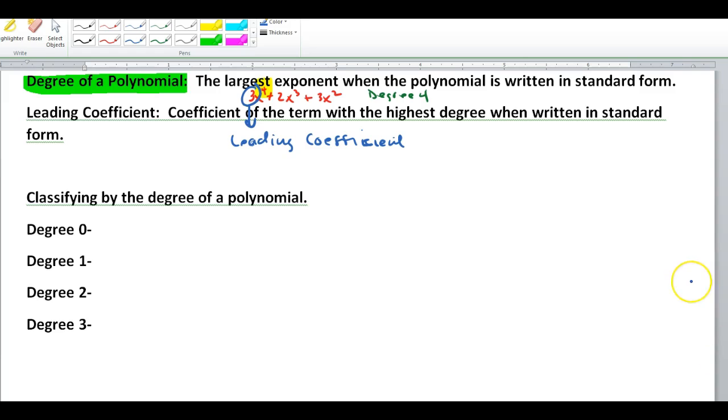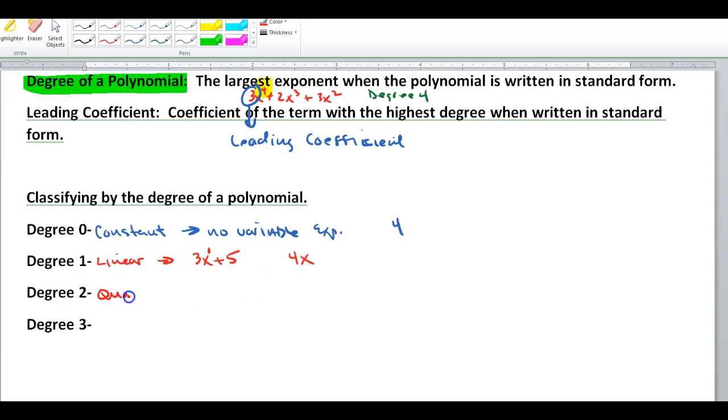Now, not only do we classify polynomials by number of terms, but we also classify them by the degree of a polynomial. A degree 0 is what we call a constant, meaning there's no variable expression that can change its value. Such as 4, which would be not only a monomial by number of terms, but it's degree 0 because there's no variable expression. Now, degree 1 is what we call linear, and that means the highest degree is 1. An example of this would be 3x plus 5. If you look, the exponent on x is 1, which makes it linear. Also, 4x would be a degree 1 or linear polynomial.